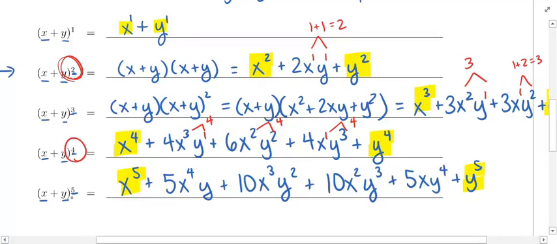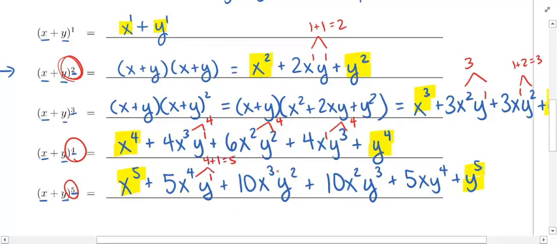Lastly, we see it in the last statement. Here the binomial is being raised to the 5th power. All the middle terms, if you look at the exponents, they should sum to be 5. So we have 5x to the 4th times y. The exponent on y is 1. 4 plus 1 is 5.